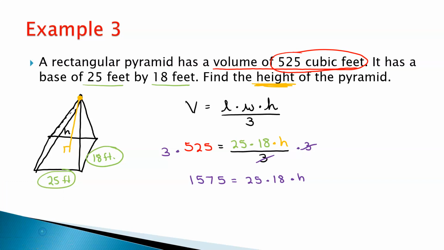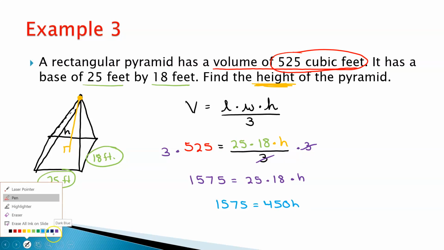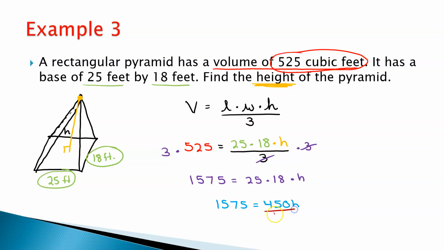Let me go ahead and multiply the 25 and the 18. What is 25 times 18? So I have 1,575 is equal to 450h. I have one more thing that I have to do here. If I just simply divide both sides by 450, that should give me my actual height.